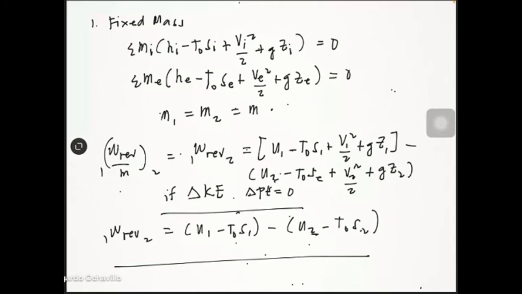Okay, so for the steady state, steady flow process, based on your knowledge in thermodynamics 1, the mass entering is equal to the mass leaving. Okay, so now the reversible work would be therefore this is the reversible work.